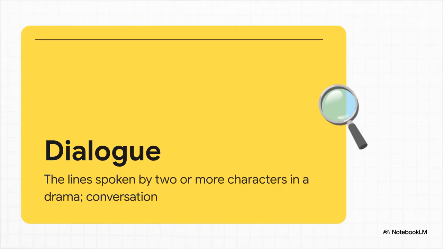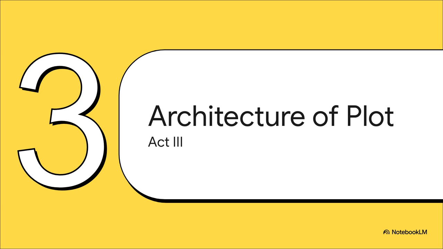But how do these complex characters clash and connect? Through dialogue, of course. Now, this isn't just your everyday conversation. Dialogue is the absolute engine of the play. Every single spoken word is a tool for these characters to negotiate their conflicts and really to aggressively drive the action forward. Which brings us to Act 3, the architecture of plot. This is basically the skeleton of our story, driven by one massive central problem.